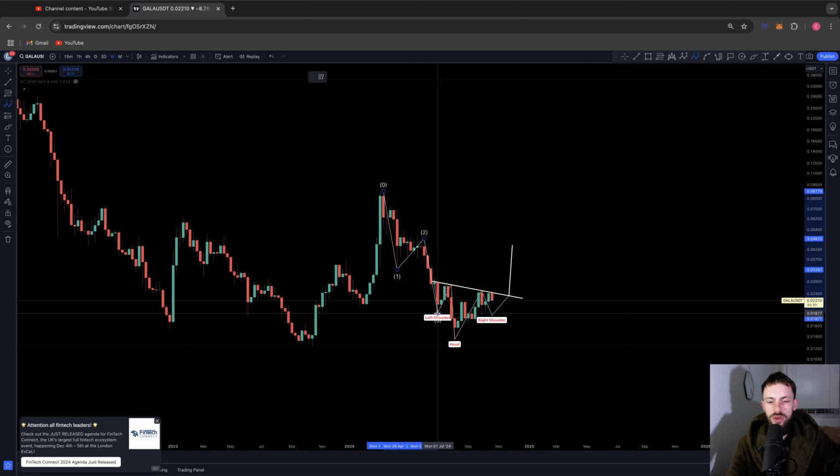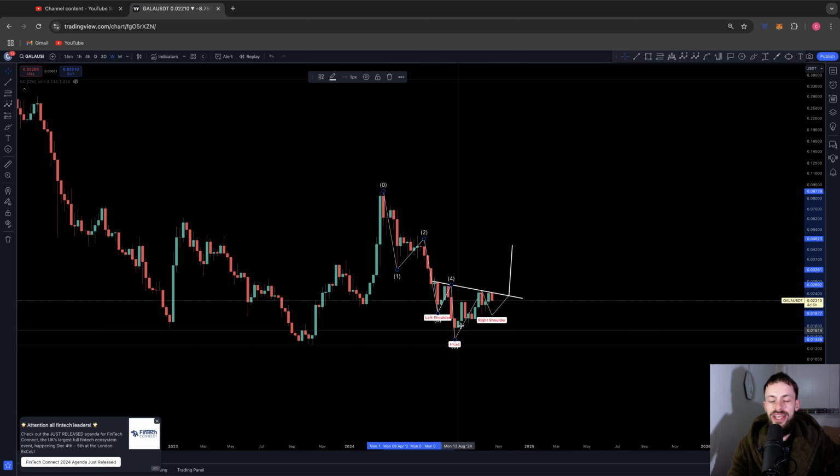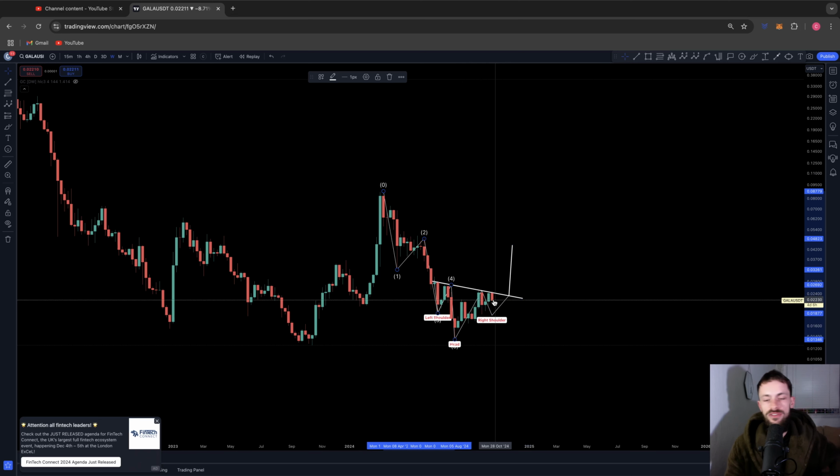So you'll see that the left shoulder right here could be that wave 3, and then this is the wave 4 into resistance for the inverse head and shoulders, and then you've got your wave 5. So this wave 5 corrective move could be playing into an inverse head and shoulders. It all depends on holding support on this pullback that we're going through this week for Gala.